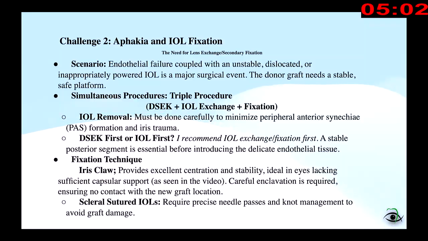So in aphakic and IOL fixation, we must see endothelial failure coupled with an unstable, dislocated or inappropriately powered IOL, which is a major surgical event. The donor graft needs a stable, safe platform. Simultaneous procedures we have to do: triple DSEK or IOL exchange plus fixation. IOL removal must be done carefully to minimize peripheral anterior synechiae formation and iris trauma. DSEK first or IOL first? I would prefer IOL fixation first, then dissect the tissue. Maybe it's an RS claw, or you have to do scleral fixation when you don't have PC support.